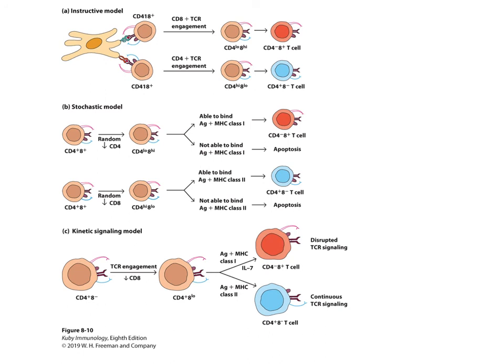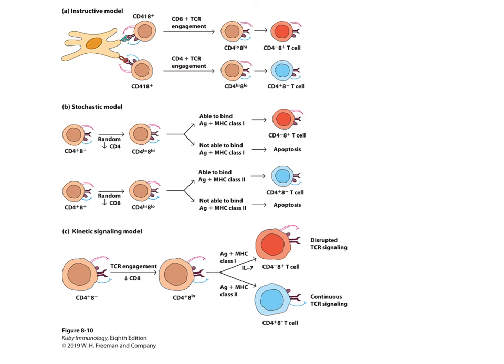The kinetic signaling model states that cells commit to a CD4 lineage if they receive a continuous signal, but if they do not receive the continuous signal, they will become a CD8 lineage. So the CD8 lineage has an interrupted signal, in that you have IL-7 that's actually going to promote CD8s to differentiate.